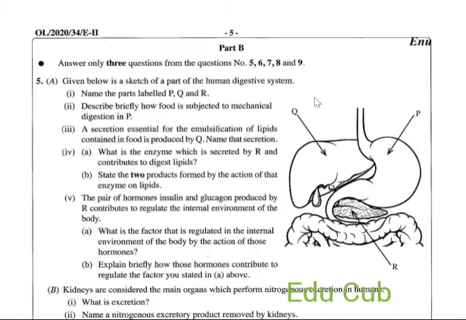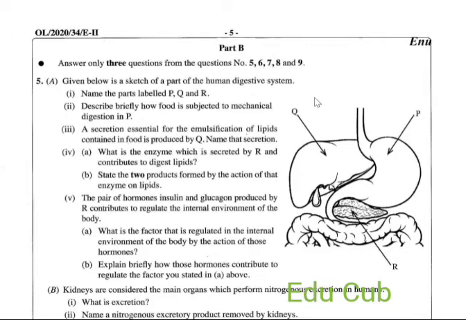There are many essay questions, of which you have to answer only 3 questions within 2 hours. Let's move. I'm going to give you the answers by showing the marking scheme too. So, in part B, 5th question, there are 2 parts, A and B. Let's move to A.